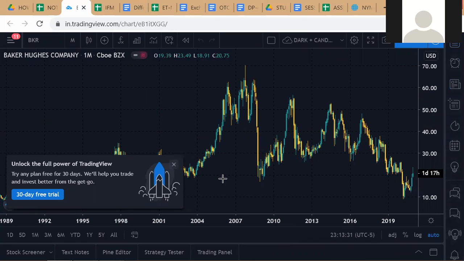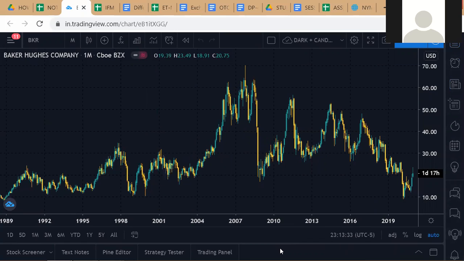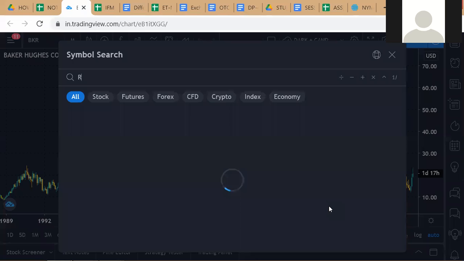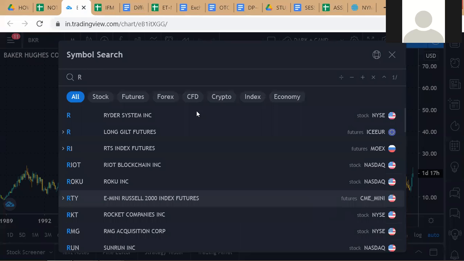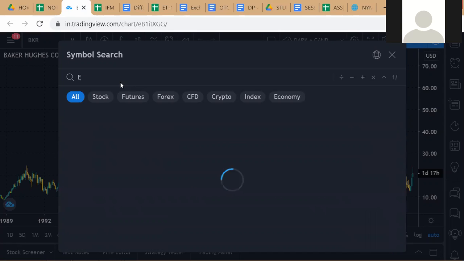you have a petroleum stock, not in good state at all. Baker Hughes. This is a petroleum oil field services company. You can see the cyclicality in action once again. But this is not what I came here to do. I get involved in market discussion. Let's look at the point I was trying to make, which is just to reinforce your learning.